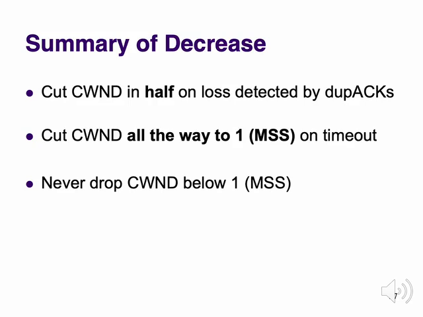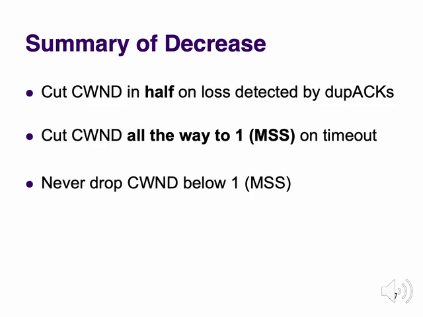So let's summarize the rules we've discussed so far. The summary of the decrease rules, or the ways in which TCP updates its parameters to decrease its rate, is that it's going to cut its congestion window in half when it receives 3 duplicate ACKs. That means any loss that's detected by receiving 3 duplicate ACKs. It's going to cut its congestion window all the way down to 1 when it is on a timeout, so 1 MSS.